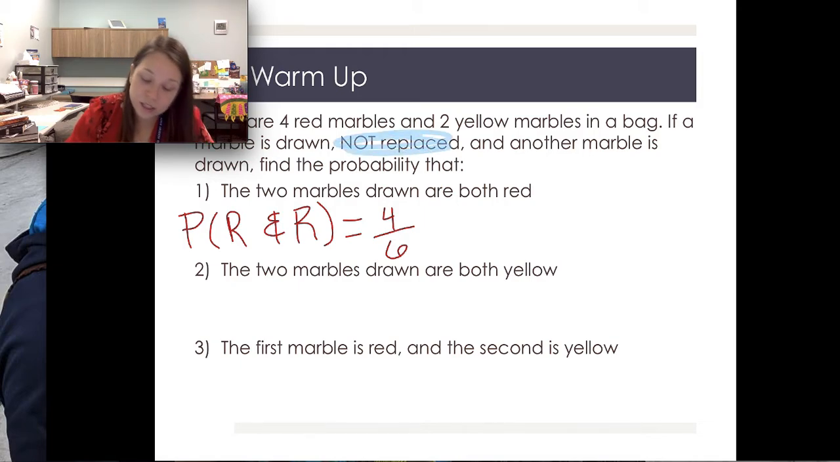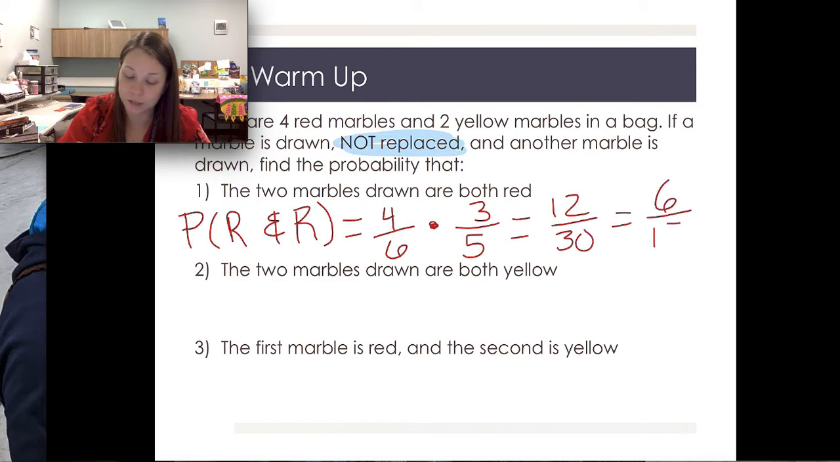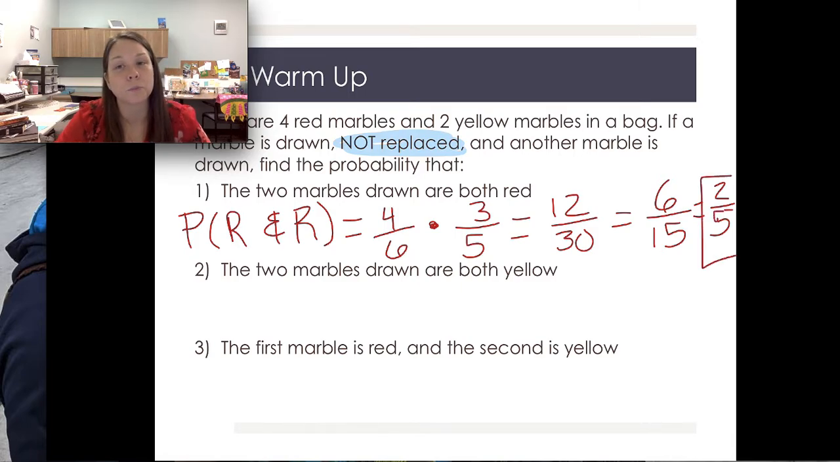This specifically says, though, that things are not replaced. So this is going to be a dependent probability problem. When I reach my hand back in the bag, I don't have 6 marbles anymore. I have 5. And I don't have 4 red ones to choose from. I have 3. And that gives me 12 out of 30 or 6 out of 15 when you reduce that down. Ooh, that reduces further to 2 out of 5. There we go. All right, number 2.